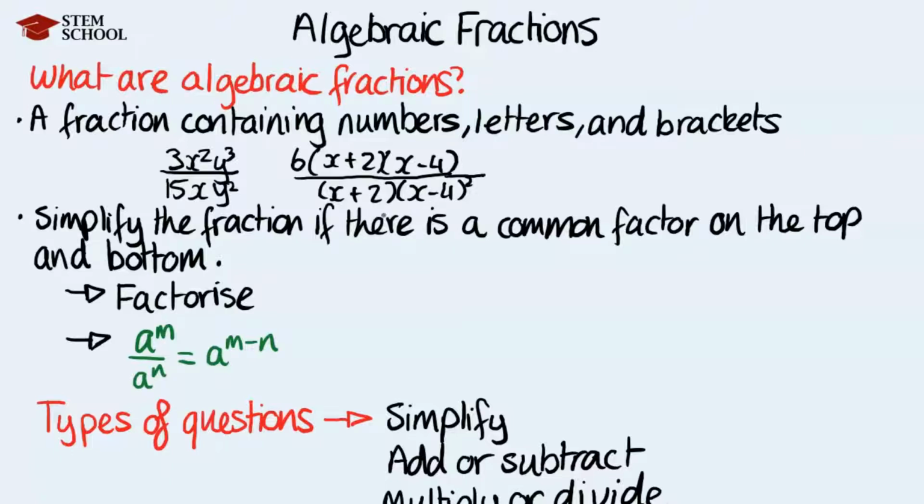The purpose of these types of questions is to be able to simplify the fractions as much as you can. So you need to find common factors on the top and bottom of the fraction and then cancel down when you're simplifying. This means that you need to factorize it if it's possible, and put the expression into single brackets or double brackets. You'll most likely have to use this rule of indices, where you subtract a power. We have a to the power of m divided by a to the power of n is equal to a to the power of m minus n. So you're essentially just subtracting the powers here.